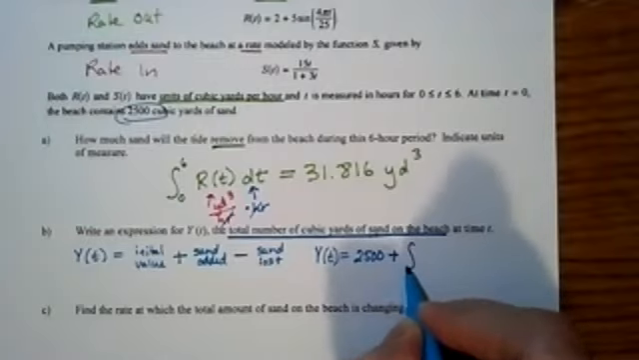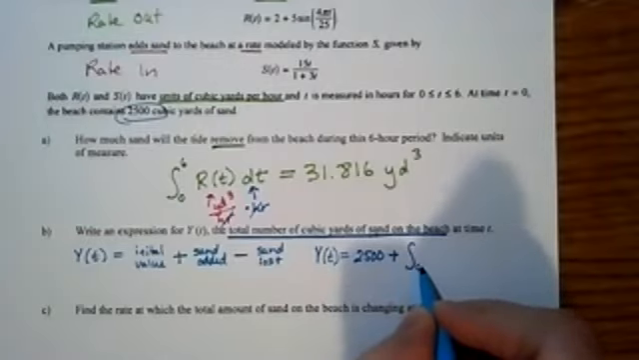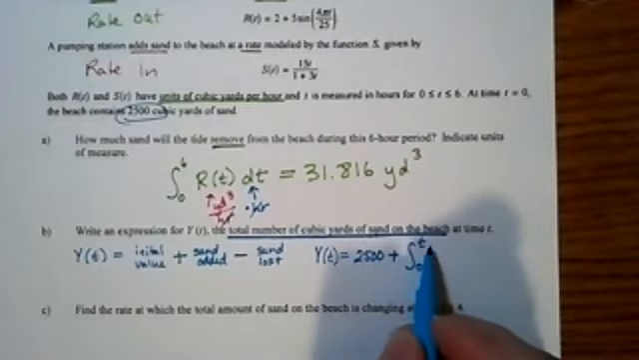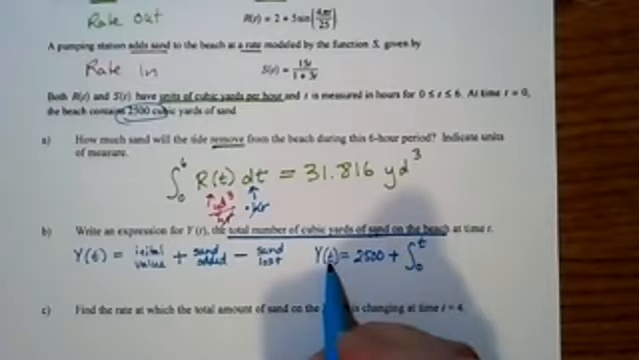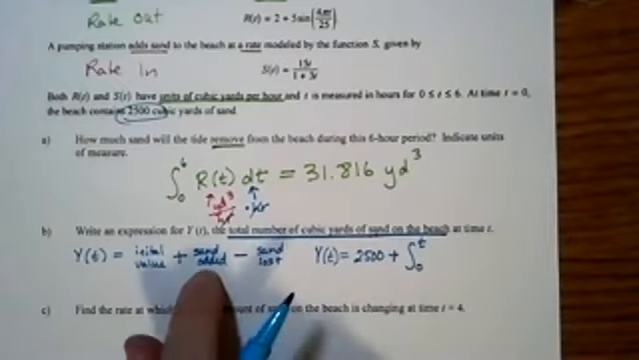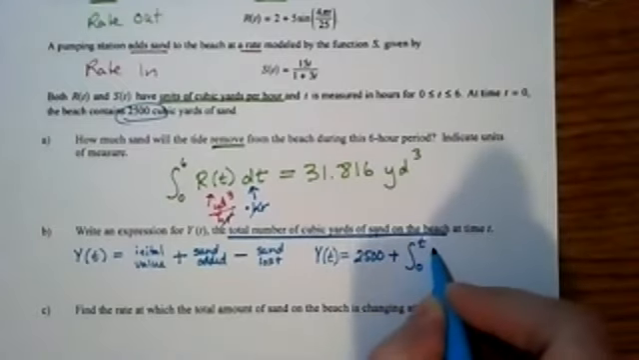And we're going to need to integrate from time 0 up to time t, not to time 6. That's actually a pretty common mistake. We want to get this function in terms of time, not at the end of the 6 hours. So this is going to be the function variable t here. And the sand added is the s of t function.